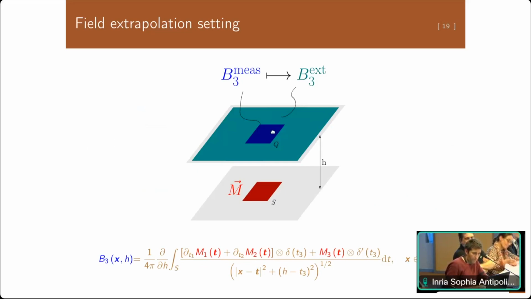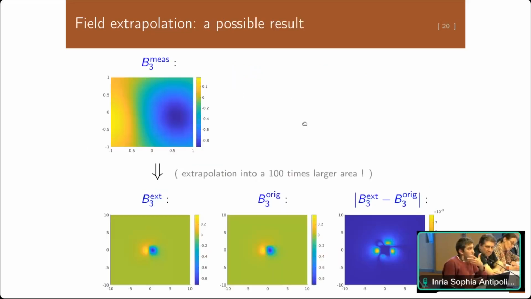So we want to start from the field on the blue square and obtain it on a much larger square, but potentially even on the entire plane, this green region. And is it a fantasy? Is there a possibility for this at all? Or actually can we do it?